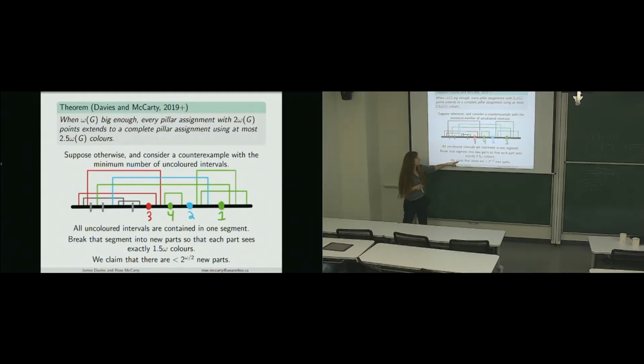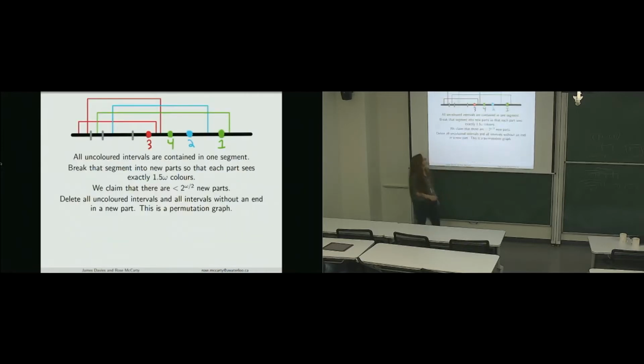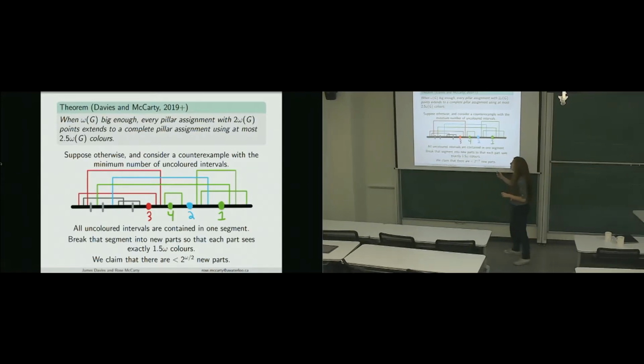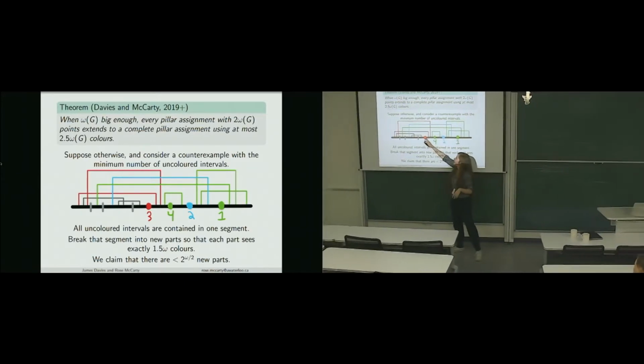So let's look at the first claim, which is that we have added fewer than 2 to the omega over 2 new parts. So first, I'm going to delete some of the intervals. I'm going to delete all uncolored intervals, and I'm going to delete all intervals with both ends in this part. So I'm just keeping intervals that go over 3.